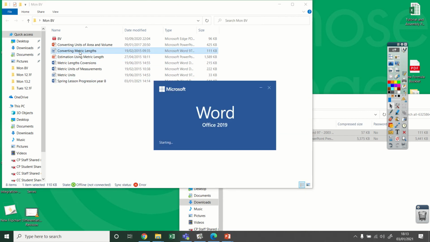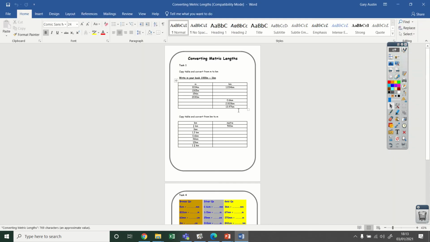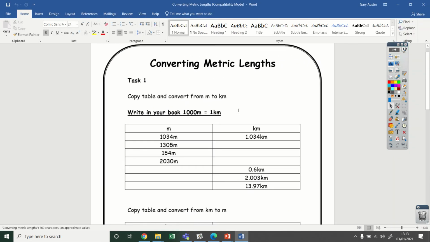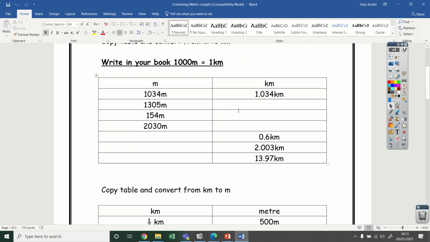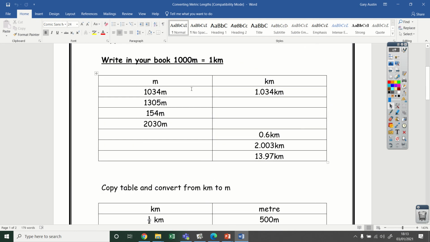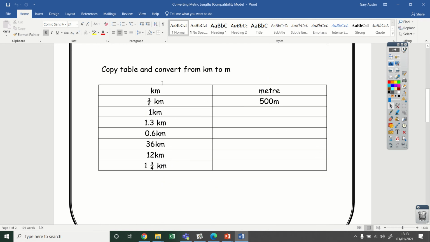So here we are. This is converting metric lengths. The first side of this is converting from meters to kilometres. You've got the diagram that's going to help you do that conversion. So there's a particular sum you'll be doing to go from left to right. Meters are going to be over on this side, kilometres on this side, to convert between them. And for the second table, you're going to go from kilometres into meters.